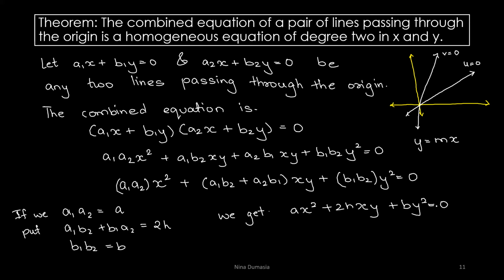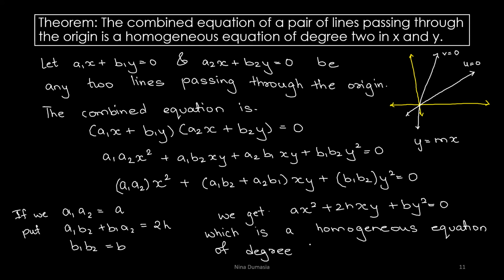And hence whenever we have two lines that pass through the origin, when we take their combined equation, since there is no constant term, all the single x and y terms and the constant term will not be there. We will have only a homogeneous equation of degree 2. So you can write over here which is a homogeneous equation of degree 2.